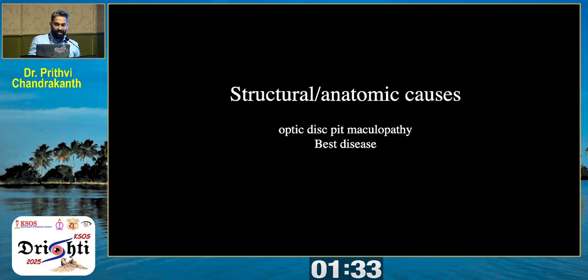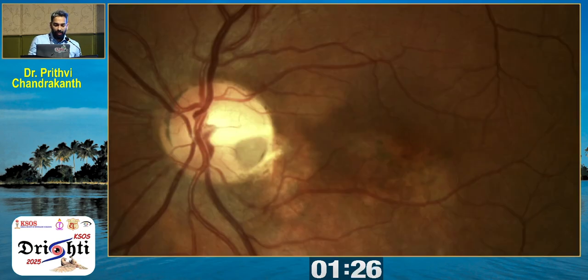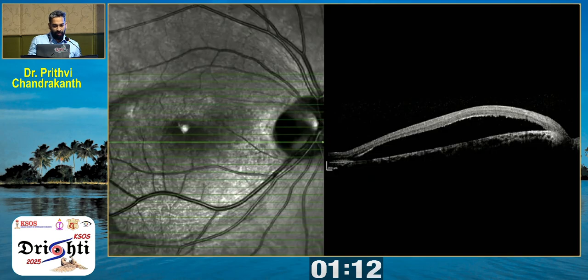And then we have structural and anatomical causes, two of them: optic disc pit maculopathy and Best disease. Over here you can see a small disc pit, which could cause extravasation of fluid to the macular area, and that causes the macular SRF. So this is one cause, optic disc pit maculopathy. Over here it looks very prominent and looks like a CSC, but with the disc pit you can see that it is because of optic disc pit maculopathy.